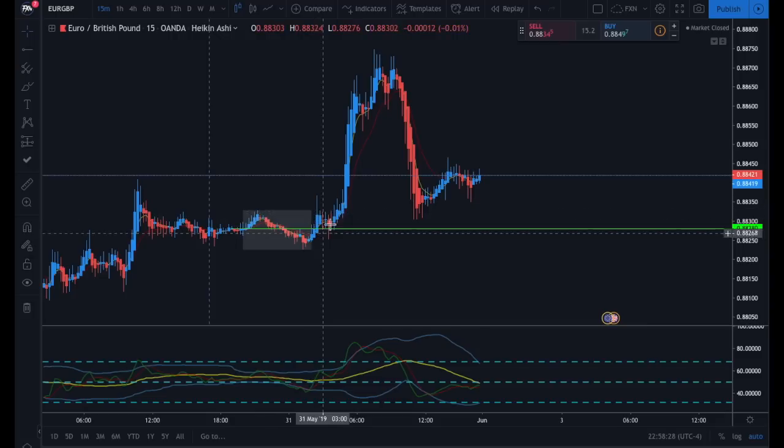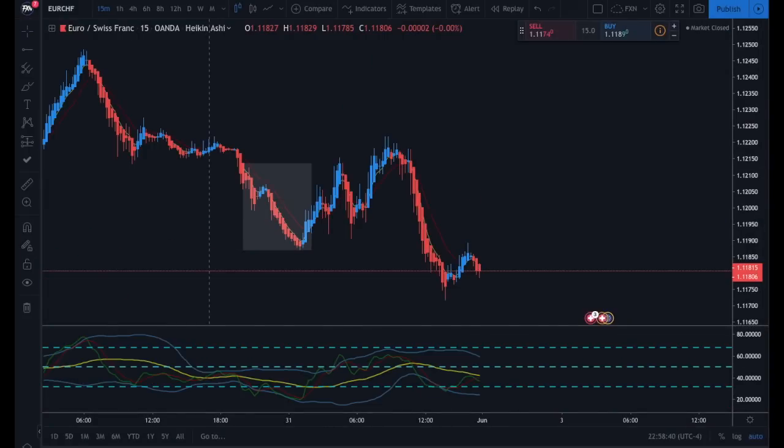But this is what I'm talking about. Type 3 setup on the London session, and then traded off the high of the day right here, straight down. So this was on Euro Pound. Let's take a look at another one here.